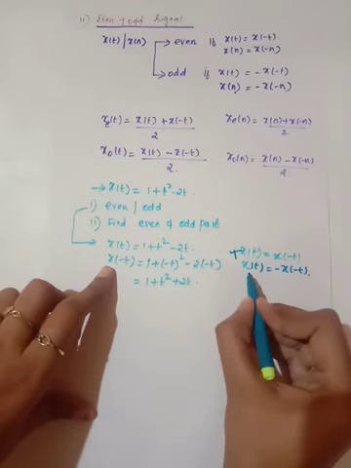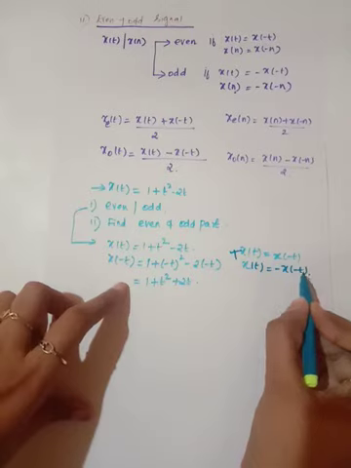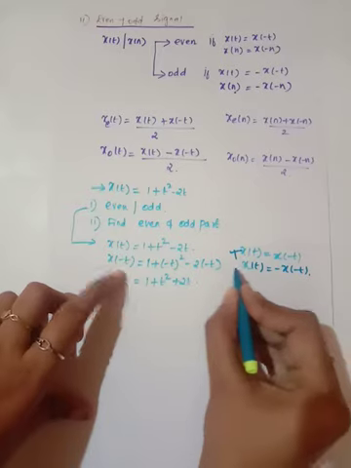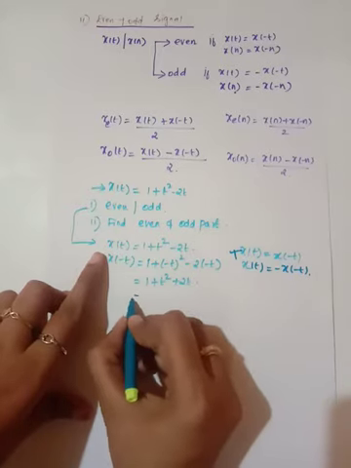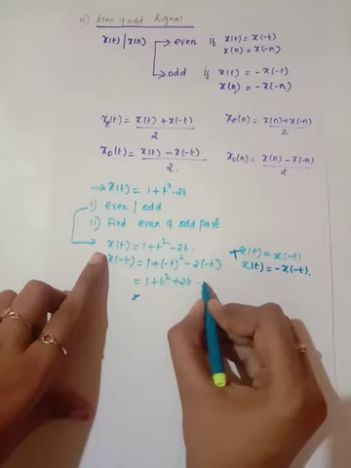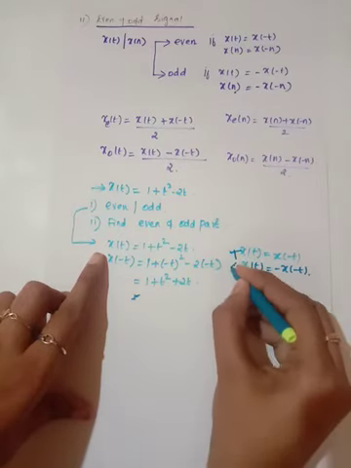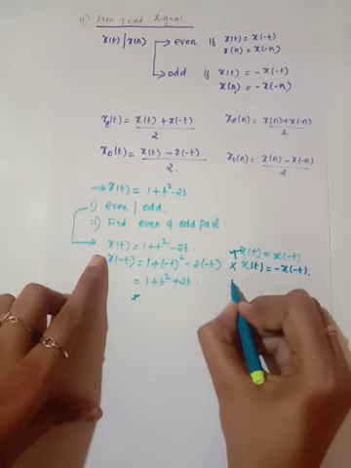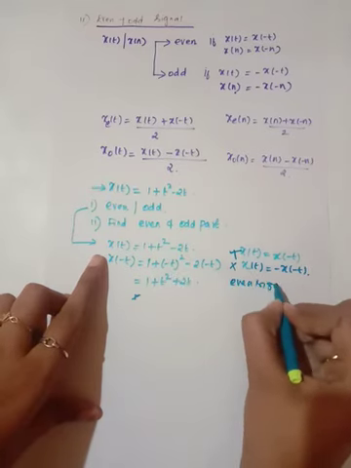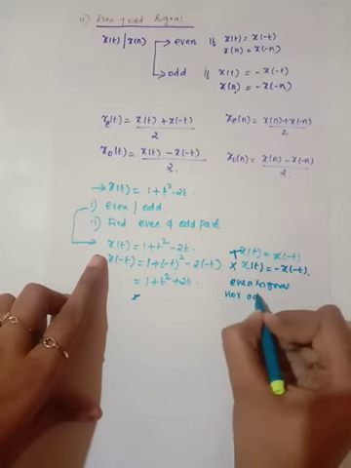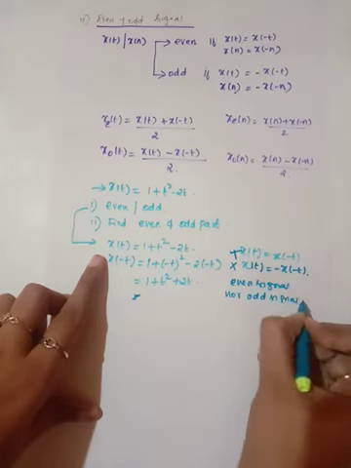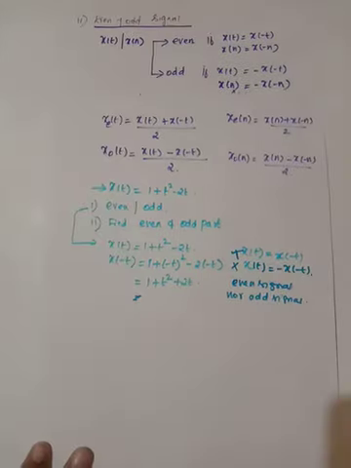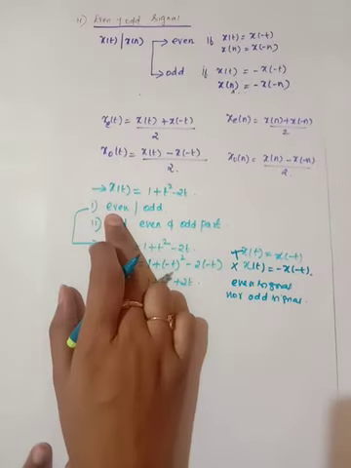Now consider the condition x of t is equal to minus x of minus t. Here x of minus t is there. I want to equate it to x of t, so I take the minus outside and write this as minus x of minus t. So this condition is also not satisfied. So this signal is neither an even signal nor an odd signal. It is not satisfying the two conditions, so the signal is said to be neither an even signal nor an odd signal. Now we have found the first one.